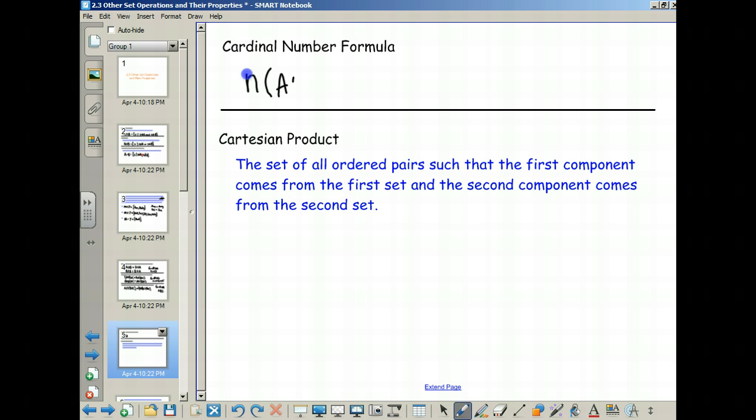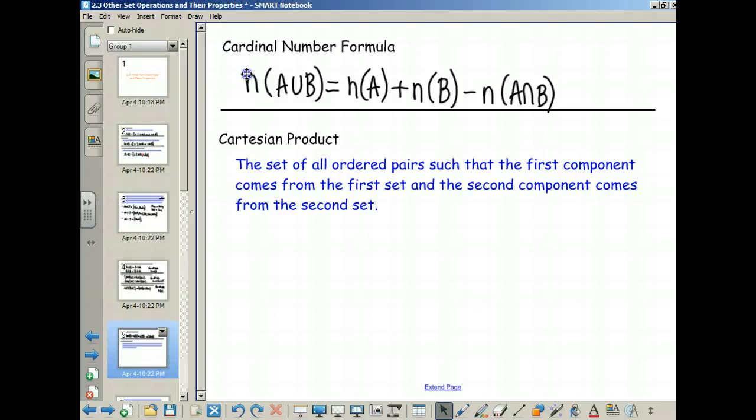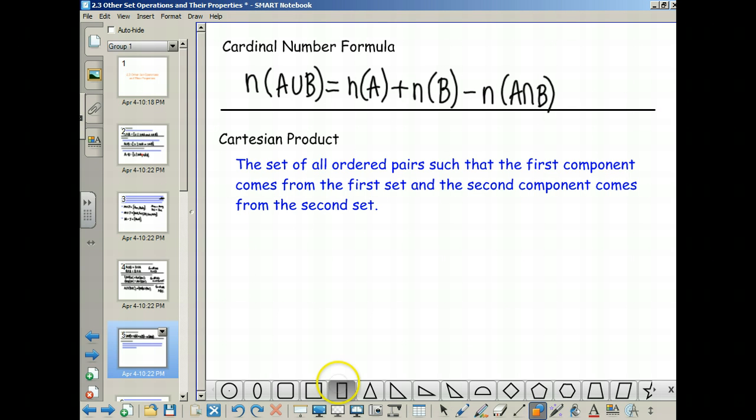The number of items in A union B is the number of items in A plus the number of items in B minus the number of items in the intersection. And I can draw you a picture of how that works pretty well. So I want you to imagine doing a Venn diagram. We've done a little with Venn diagrams so far. We'll do more as we move on today. But imagine that you have a Venn diagram.